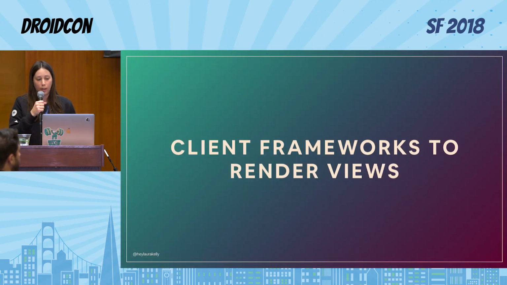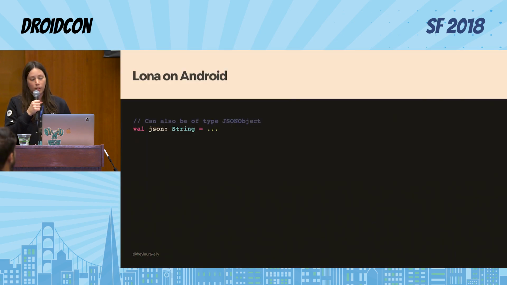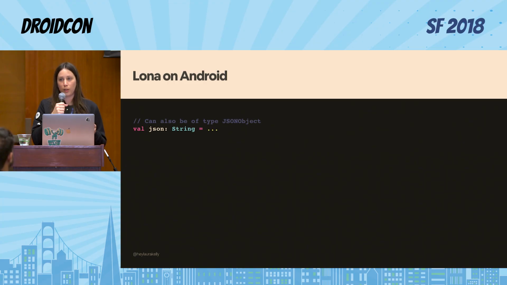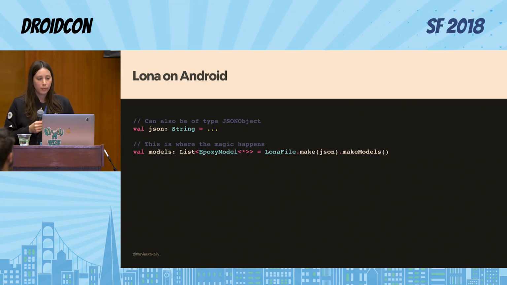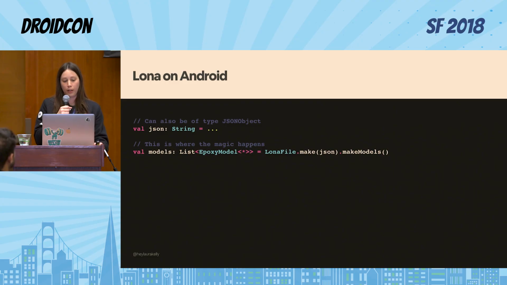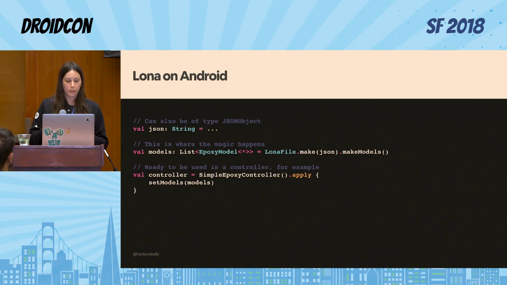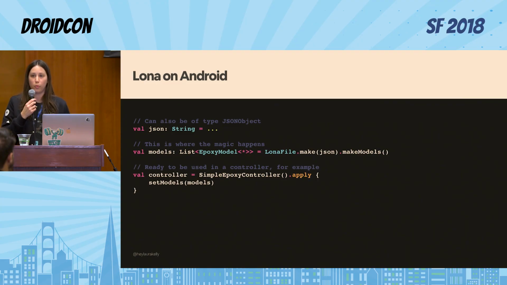And finally, Lona offers client frameworks to render the views. Here's what it looks like on Android. First, you get a JSON string that is just a JSON blob according to the Lona spec. And then you pass that JSON string into lonafile.make, and the function then will make models. That make models function will generate a list of epoxy models. Finally, those models which represent views are set on the controller and then added to the recycler view. So as you can see, this is basically 3 lines of code. It's really simple for the engineer consuming this platform to use it.